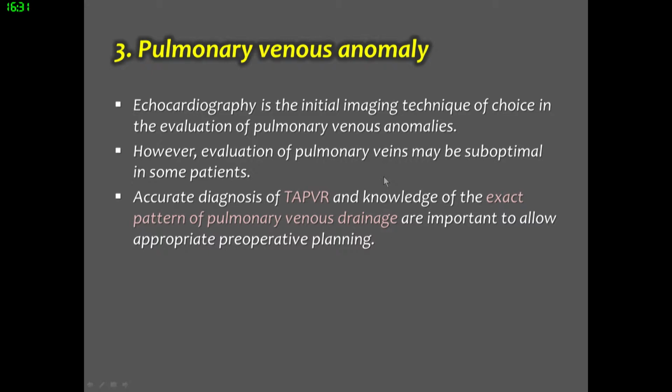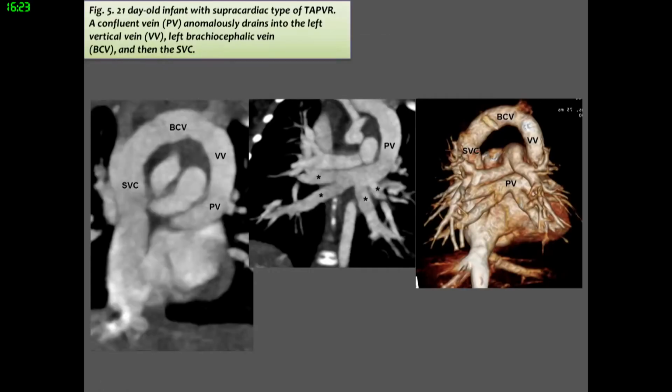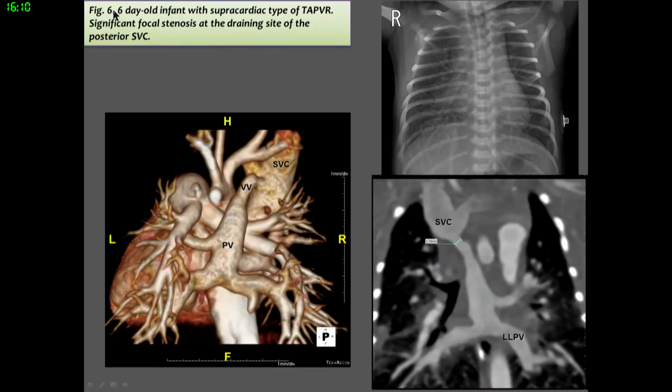Accurate diagnosis of TAPVR and analysis of the exact pattern of the pulmonary venous drainage are important to allow appropriate preoperative planning. This is a 21-day-old infant with supracardiac type of TAPVR. A confluent vein drains into the left vertical vein, left brachiocephalic vein, and then the SVC. This is a 6-day-old infant with supracardiac type of TAPVR. Confluent vein drains into the right vertical vein and then the posterior aspect of the SVC.